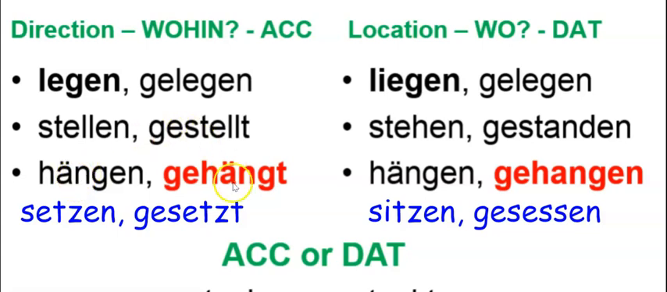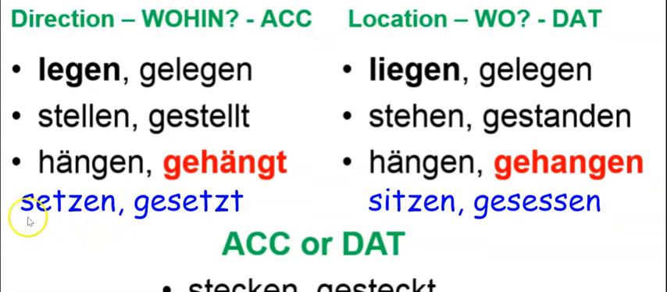Hängen, gehängt. So hängen is when you are actually doing the hanging of something, like you're hanging the artwork on the wall. Hängen in the other context has a different past participle, gehangen, and that's if something already is hung. Like there it is, the artwork hangs on the wall. No one's touching it. It's located on the wall.